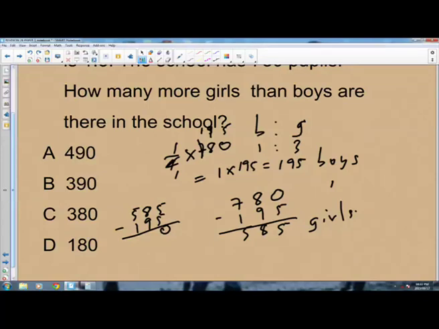And then 8 minus 9, we need to take 1 from the 5. This will be 18. And then 18 minus 9 is 9. We are remaining with 4. 4 minus 1 is 3. So the answer is 390.